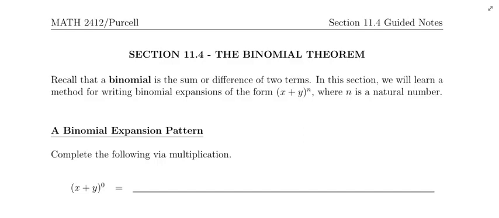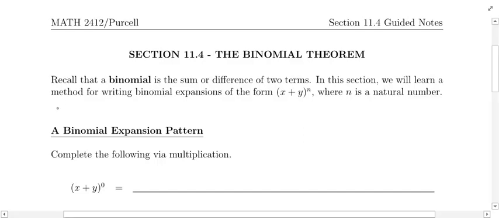So it says, recall that a binomial is the sum or difference of two terms. For example, I'll write some binomials down here. One of the simplest binomials you can possibly have is something like x plus y. Again, a binomial is the sum or difference of two terms. Terms are the pieces separated by addition and subtraction. So here, x is the first term and y is the second term, and you're adding them up.